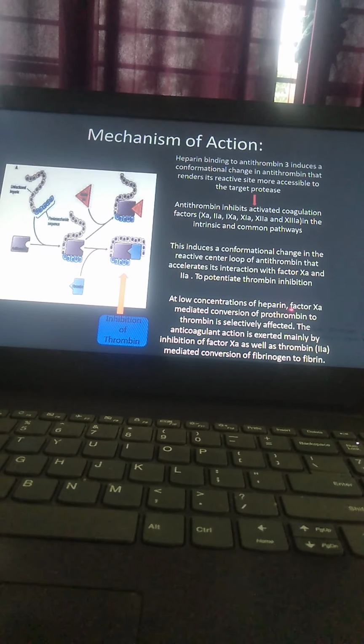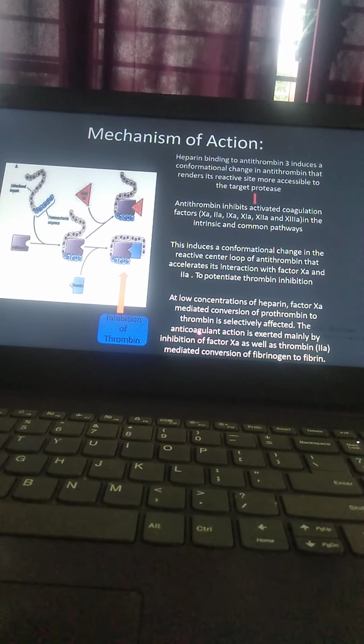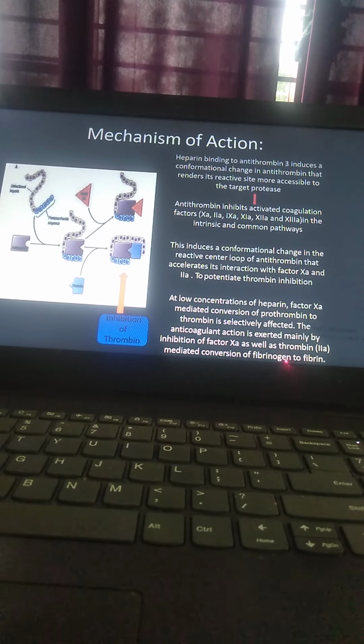At low concentration of heparin, factor 10A mediated conversion of prothrombin to thrombin is selectively affected. So prothrombin to thrombin, this reaction is being inhibited. The anticoagulant action is exerted mainly by the inhibition of factor 10A as well as thrombin, factor 2A, mediated conversion of fibrinogen to fibrin.